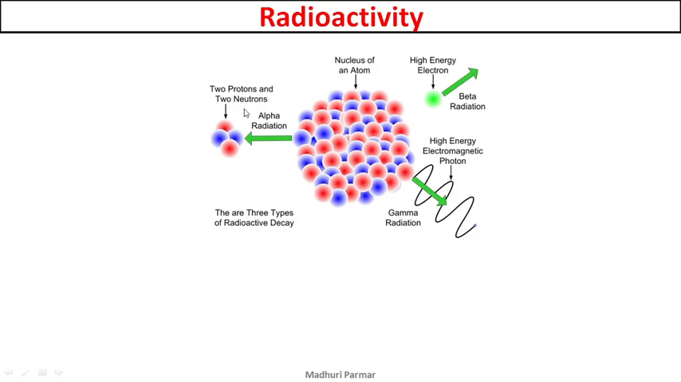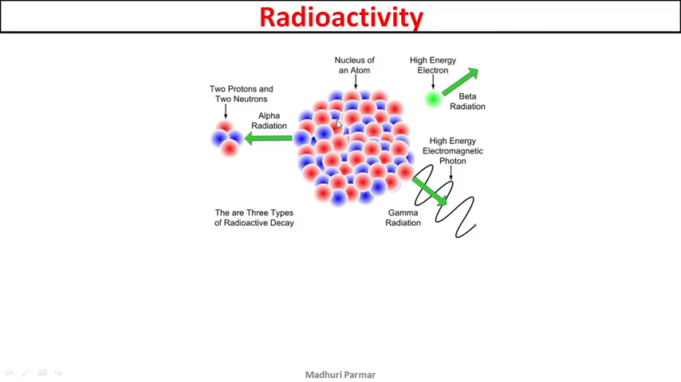This is called an alpha particle. So the nucleus can release alpha particles, which are nothing but helium nuclei. I say helium nuclei because it will not have electrons, just the protons and the neutrons. That is alpha radiation. Then the second type is beta radiation. Beta radiation is nothing but an electron which is made inside the nucleus, and it is released at high energy.